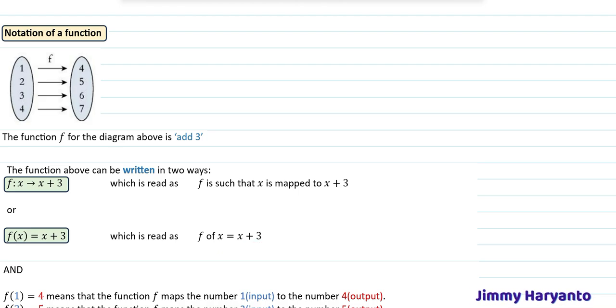But usually I don't read it like that either. I just write it as fx equals x plus 3. Yeah, it will be simpler.